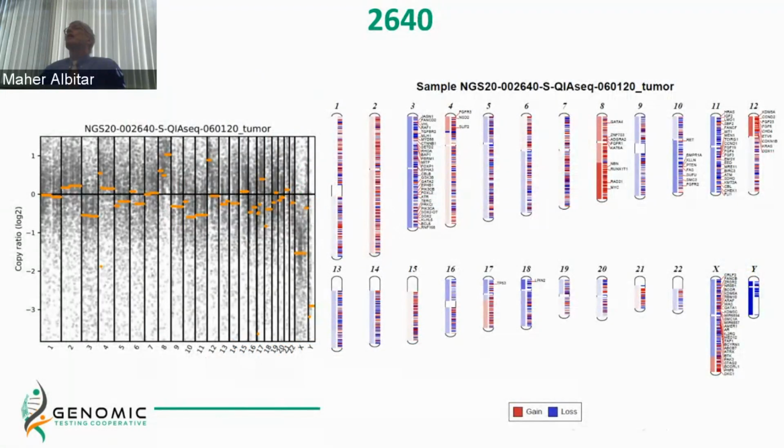Here is a different case with numerous chromosomal abnormalities, as you can really see, and some show amplifications of chromosome 8, and definitely that includes the MYC gene.